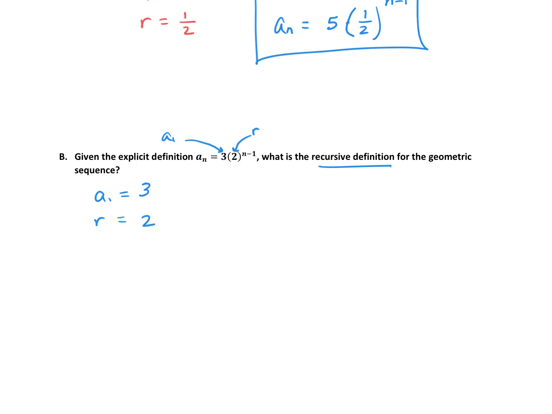Now we can write a recursive definition. The recursive definition is the one that has 2 lines. We identify the first term in the first line. So our recursive definition is 3 when n equals 1. That's the first term. And then the second line, how do you get any term after that? You're going to take your common ratio 2, multiply it by a sub n minus 1, and this just means the previous term. So you're going to take 2 times your previous term, and you're going to follow that rule for every term after 1.